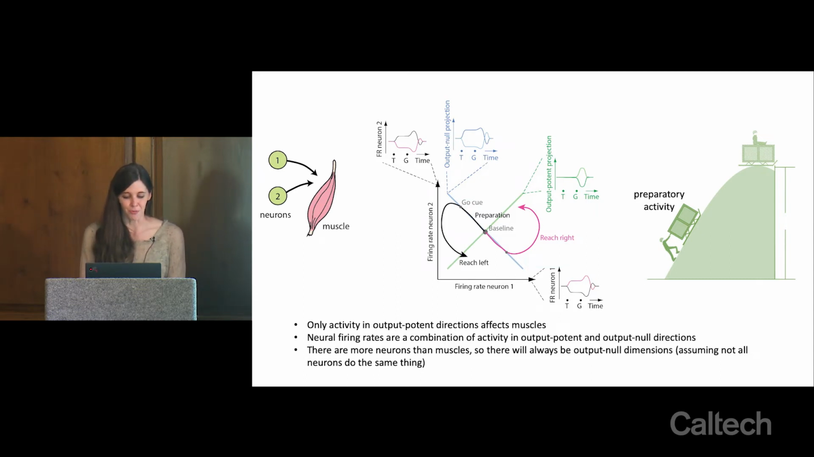So long as there are more neurons in the brain than there are muscles in the body or downstream targets of these neurons, there are always going to be output null dimensions. If you define a projection to a muscle as a set of synaptic weights from neurons onto motor neurons, only activity along that dimension is going to change the activation of motor neurons, and any change in activity that's orthogonal to that is not going to have any input or any effect on muscle contraction.